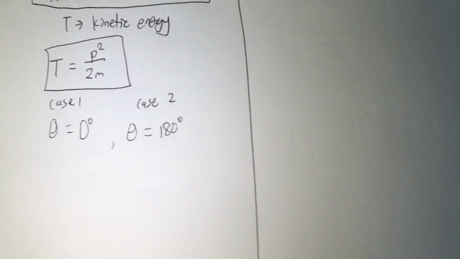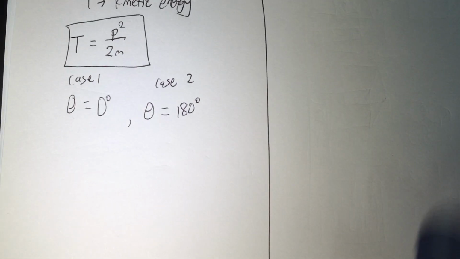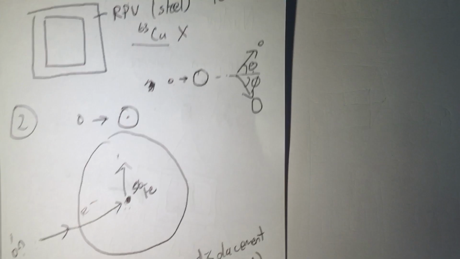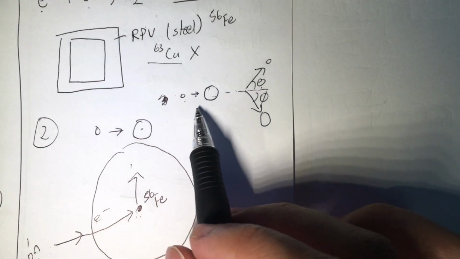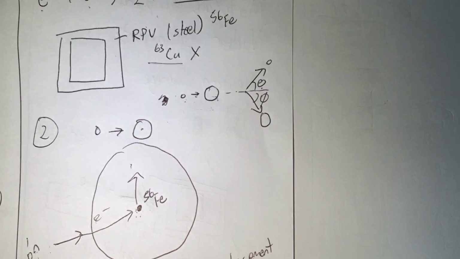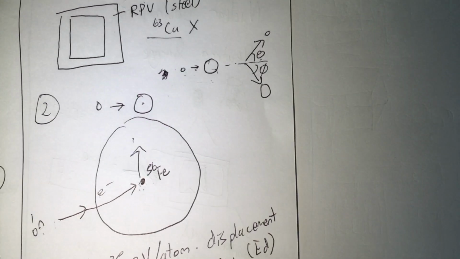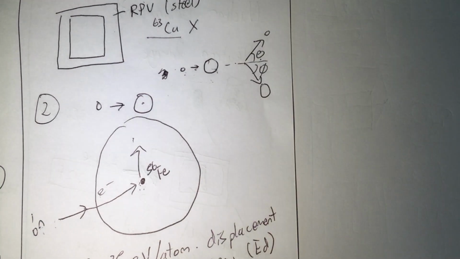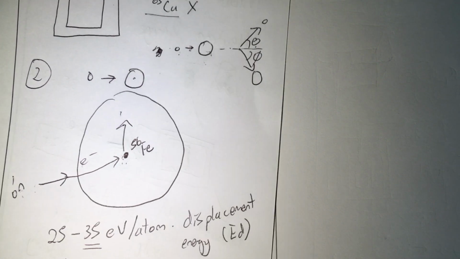Now let's say theta equals 0 degrees. When theta equals 0 degrees, the neutron just keeps traveling forward, and the iron atom should also, theoretically speaking, go forward. So let's consider momentum in the x direction only. Of course, there's momentum in the y direction, but we'll see later why it doesn't really matter anyway.